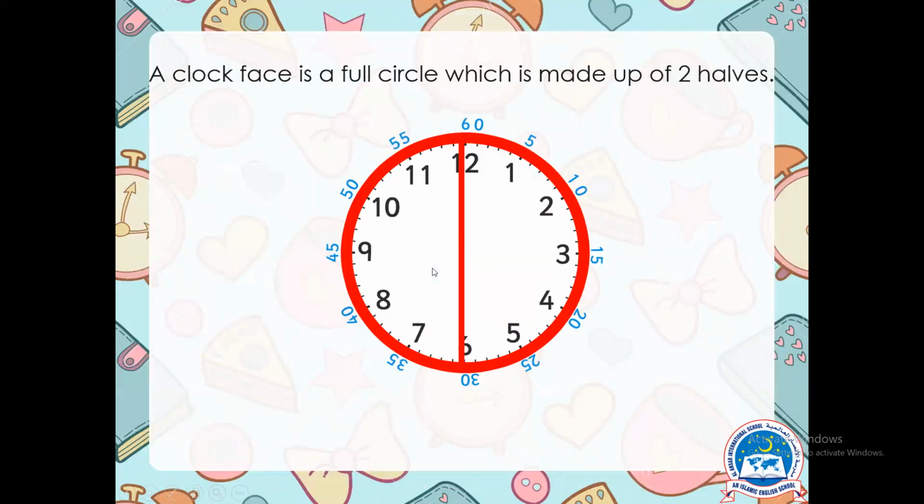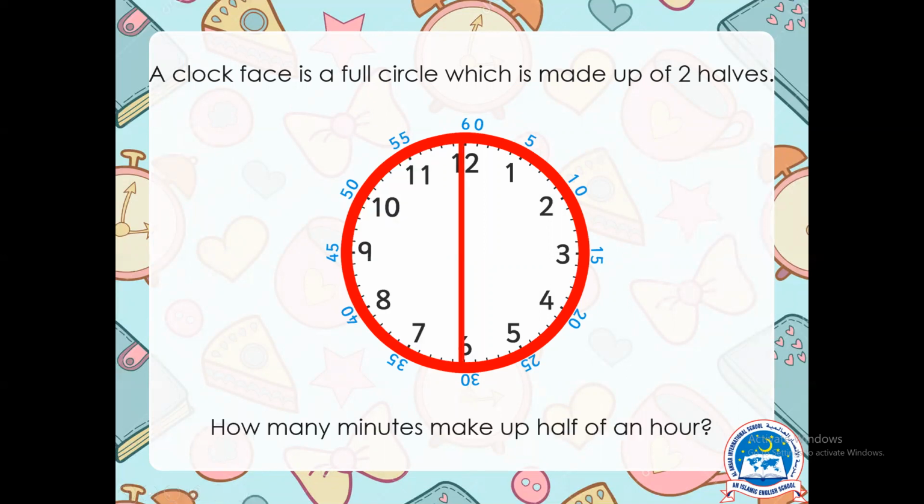A clock face is a full circle, which is made up of two halves. Look at it. It's a full circle, right? It's made up of two halves. This is the first half, and this is the second half.